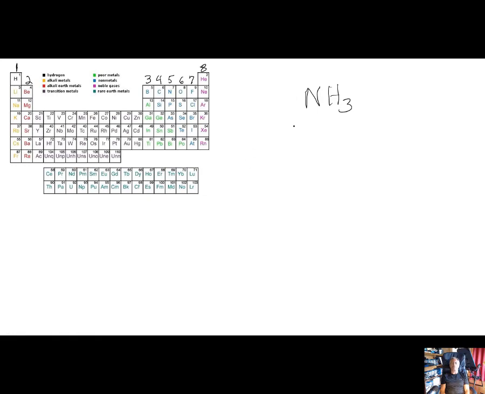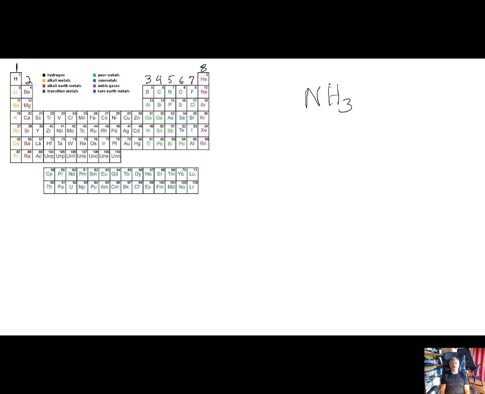Now we've got ammonia. This is NH3, ammonia. Technically, it's a weak base. You use it to clean your floors. It's antiseptic. It has a lot of good uses. It's also a precursor for a lot of other nitrogen-containing compounds.